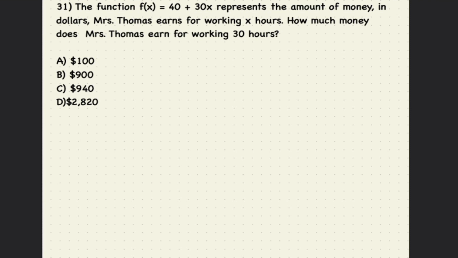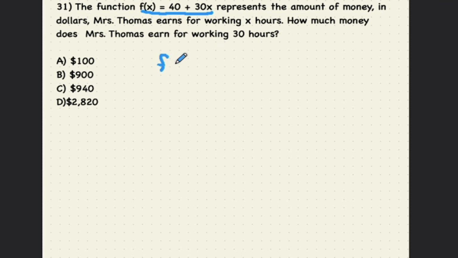Number 31. The function f of x equals 40 plus 30x represents the amount of money in dollars Mrs. Thomas earns for working x hours. How much money does Mrs. Thomas earn for working 30 hours? So we're going to use this function right here to help us solve how much Mrs. Thomas earns. So let's go ahead and rewrite that.